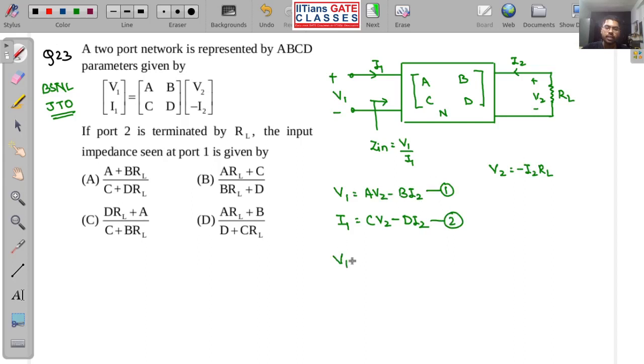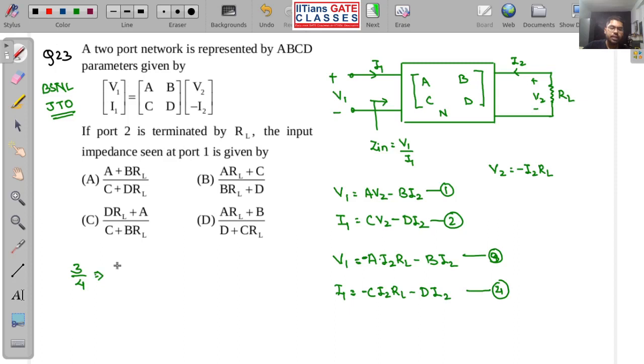So what I am getting, V1 is equal to A V2. So this will be what? A into minus I2 RL minus B I2. And what will be I1? It will be C into minus I2 RL minus D I2. So let me give this as 3 and 4. Now divide 3 by 4.